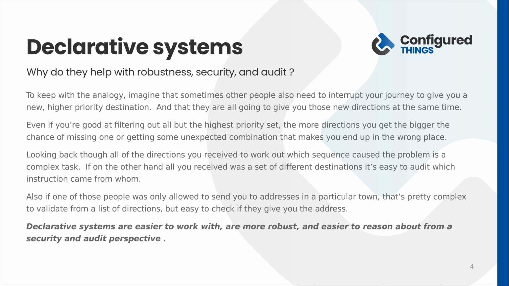So declarative systems are easy to work with. They're robust because we actually have a simpler set of interfaces, and they're easy to reason about from the security and the audit perspective because actually we only allow people to express a limited set of things rather than the full range of things you might get in a set of directions.